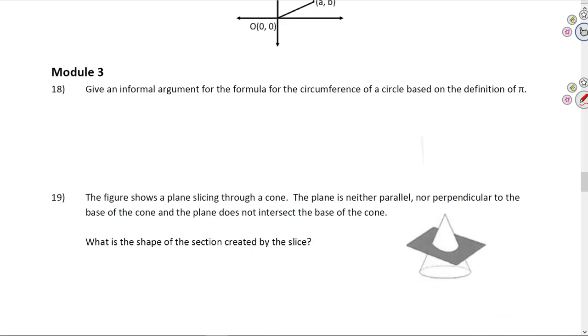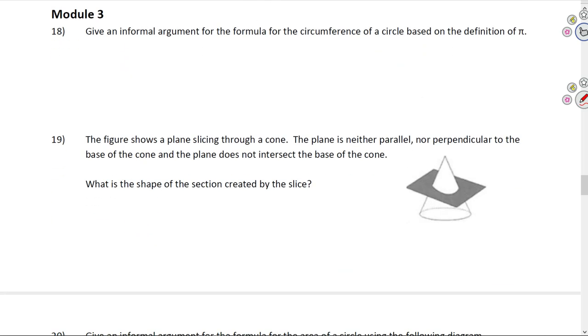All right, we made it to module 3. Give an informal argument for the formula for the circumference of a circle based on the definition of pi. Pi is defined as the ratio between the circumference and the diameter of a circle. In other words, the number of diameters that I need to fit around the outside of a circle. Okay? And I'll use that definition to give a reason for the circumference formula for a circle. I'll multiply both sides by the diameter, and I get circumference is equal to pi times diameter.